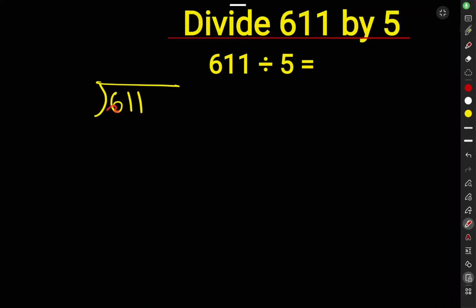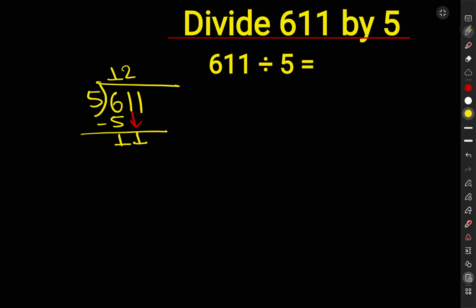If we divide 611 by 5 in the long division method, 5 times 1 is 5. On subtracting, we get 1. So now we put down this 1 and it is 11.